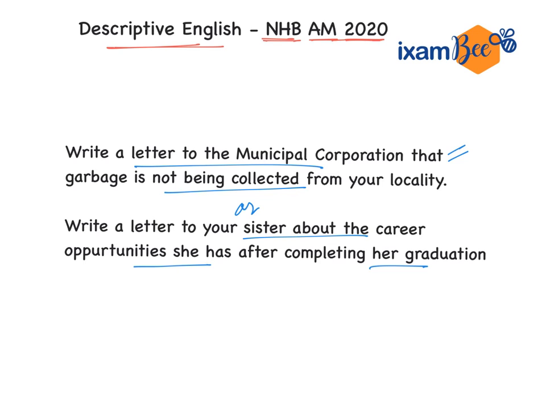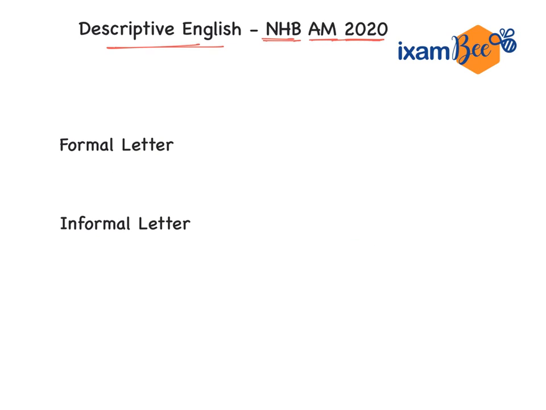Now, let us see the types of letters. Broadly, we can say there are two types of letters, formal letter and informal letter. An informal letter is one we write to our family, friends, or relatives. And a formal letter is when we are writing to a company or an organization, if we want to place an order for something, or we want some service, or we need to complain, or if we are writing to an editor of the newspaper, all these letters will come under formal letter.